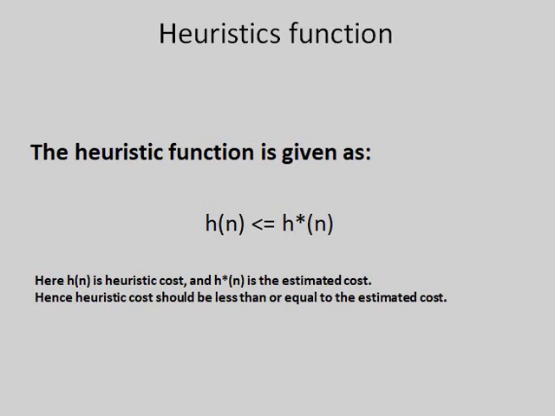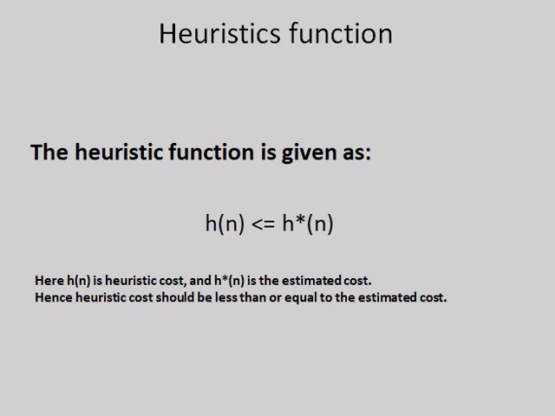The important thing is that the value of the heuristic function is always positive. The condition it must satisfy is h of n is less than or equal to h star of n. Here h of n is the heuristic cost, and h star of n is the estimated cost. As given here, we can say that the heuristic cost should be less than or equal to the estimated cost.